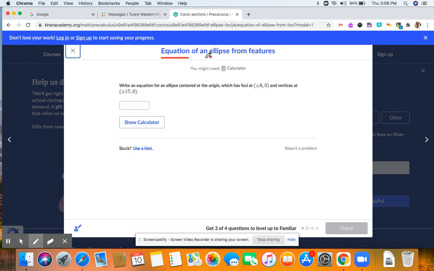We're looking at the equation of an ellipse from its features. And so we're asked to write what? The equation of an ellipse centered at the origin, which has foci at plus or minus 8 and vertices at plus or minus 17. Vertice means it's the major radius.